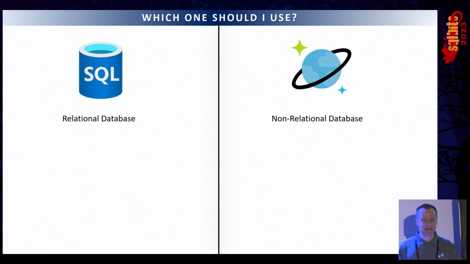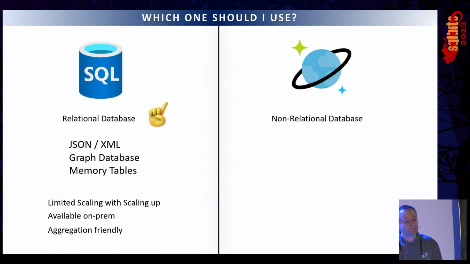It's really not that simple anymore because SQL Server can actually handle JSON. It can handle XML. It has graph database tables. It has memory tables. So it can actually handle NoSQL depending on your requirements. But you really need to pay attention to the limits of SQL Server because that's scale up. That means that if your application is going to get really large, you might have problems with SQL Server.